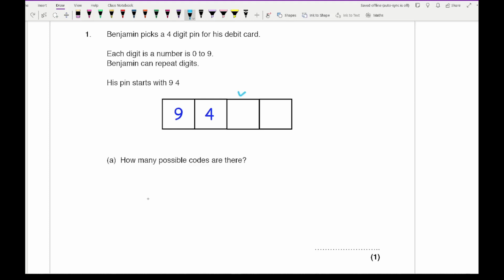So looking at this option here, how many options are there? Well, 9 options. Actually, no, there are 10 options because I forgot 0. So there are 10 options: 0, 1, 2, 3, 4, 5, 6, 7, 8, 9. And for this one here, I've also got another 10 options. So the number of possible codes: I already know that it starts with 94, so the number of combinations is going to be 10 times 10, which is 100.